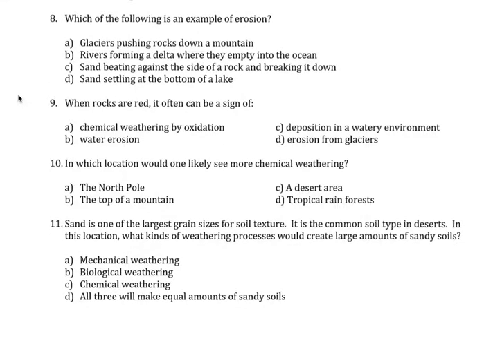Number 8, which is an example of erosion? A, glaciers pushing rock down a mountain. B, rivers forming a delta where they empty into the ocean. C, sand beating against the side of a rock and breaking it down. D, sand settling at the bottom of a lake.